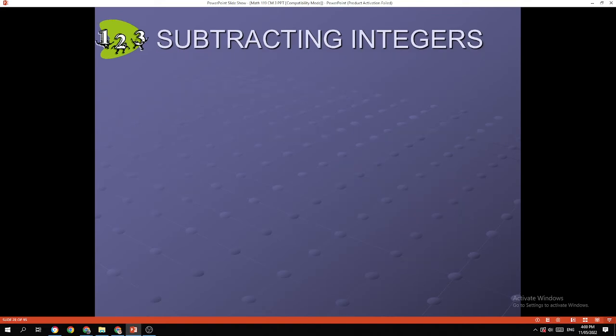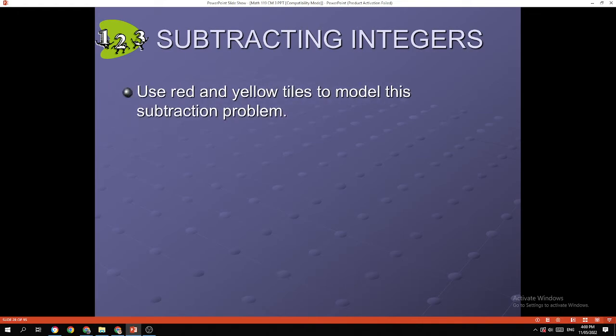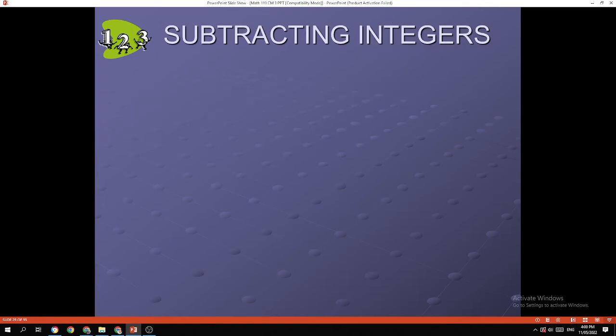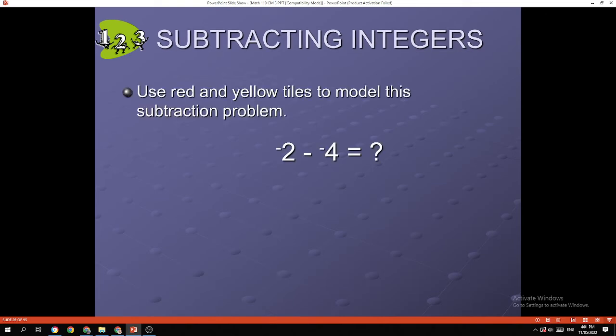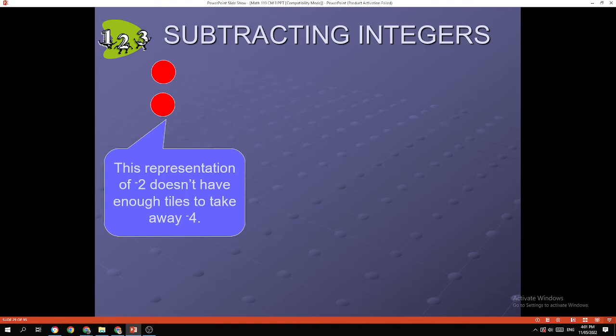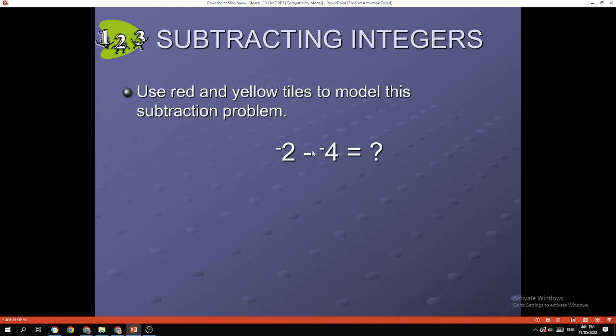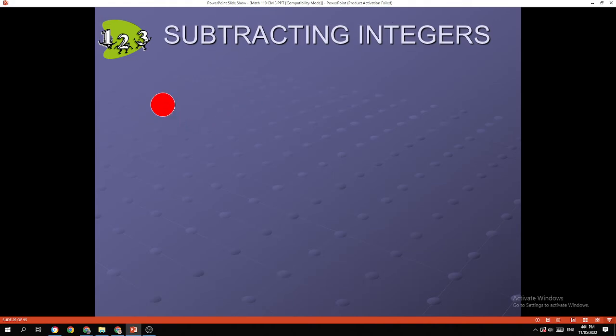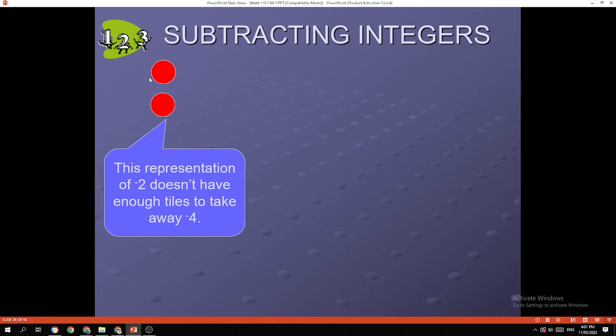Let's have more examples. This one. Let's use red and yellow tiles to model the subtraction problem. Here you go. So I have -2. Sorry for that. This is our problem, -2 minus -4. So akong buhaton ani, I'm gonna start with duha ka negative. Nya kuhaan nako og unsa to i-take away nako? Kuhaan nako og -4. Take away -4 niya.